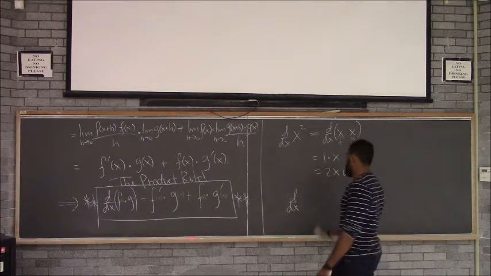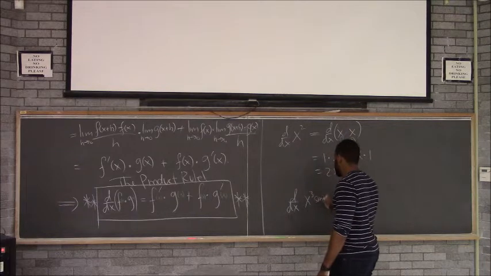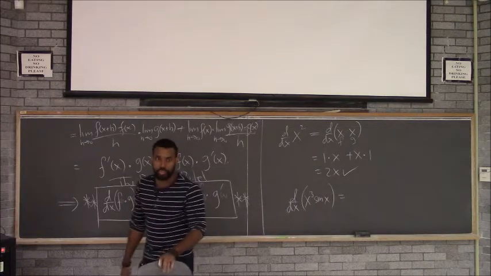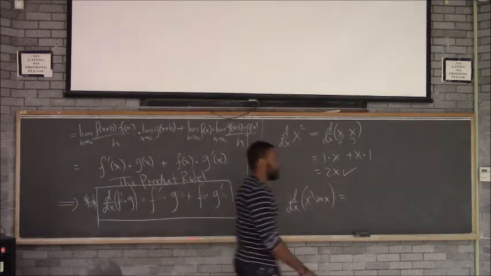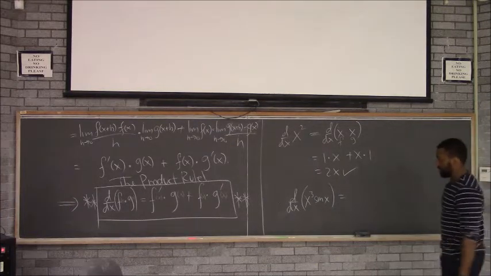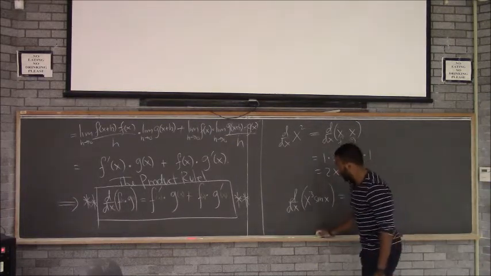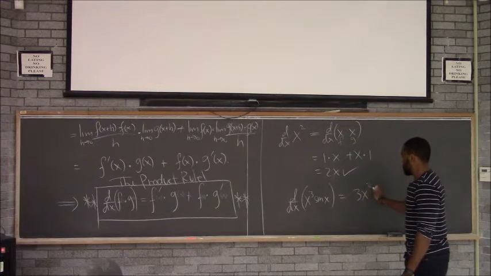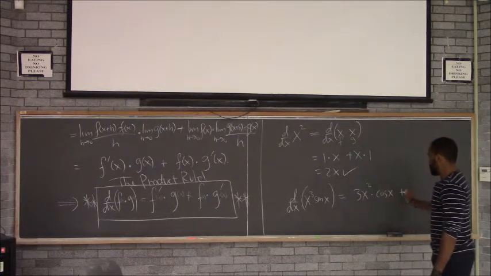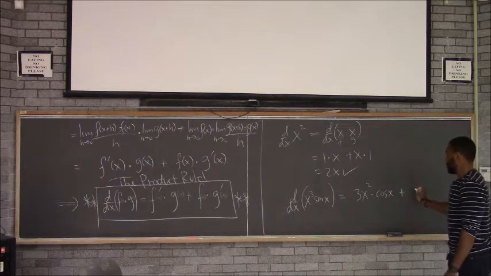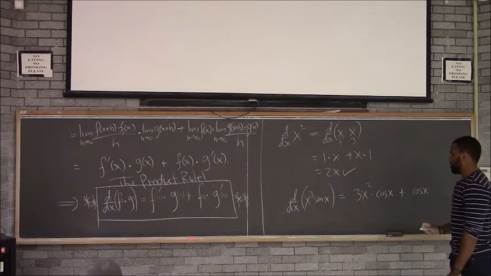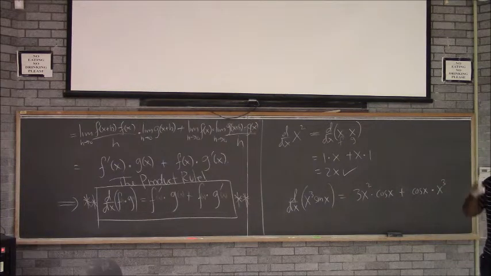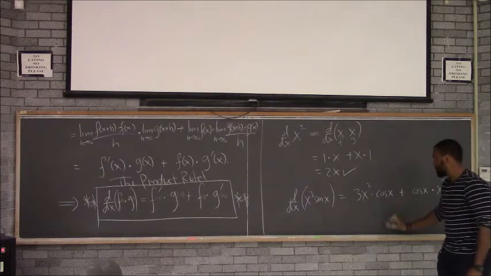So for example, if I wanted to differentiate x cubed times the sine of x, let's put some things together now. How do I actually do this? What do we get here? Yeah, 3x squared times cosine x plus... No, sine x times... Is that right? I think the first one is sine x. This should be a sine of x.